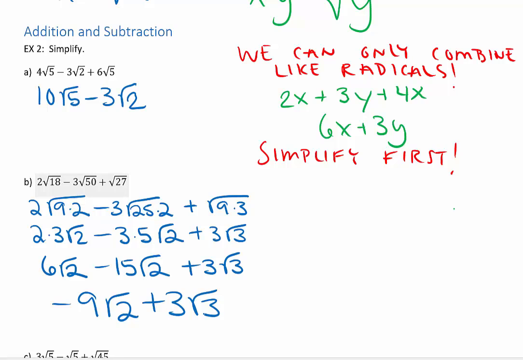Finally, to finish the problem, I'm going to combine the like radicals, adding their coefficients. 6 root 2 minus 15 root 2 are my like radicals. 6 minus 15 is negative 9, so I'm left with negative 9 root 2 plus 3 root 3.